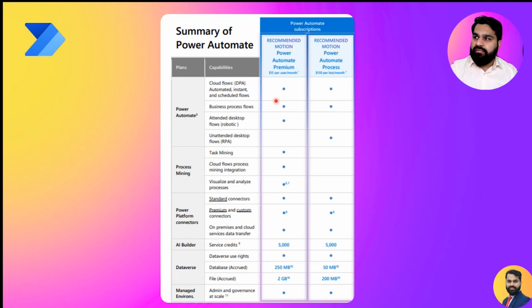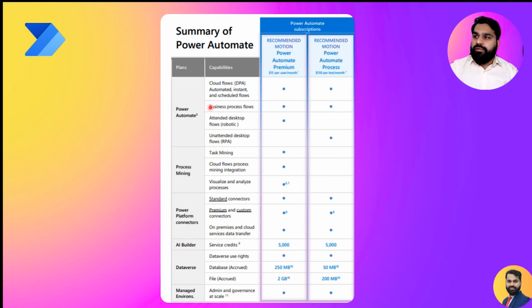Unless they have this particular license, they will not be able to run any of the automated or scheduled or instant flows if those flows are premium flows, basically. Premium flows are the flows where any premium connector is being used, a minimum of one. Okay, as soon as even one action of a premium connector is utilized in that particular Power Automate, it automatically makes the Power Automate a premium Power Automate.